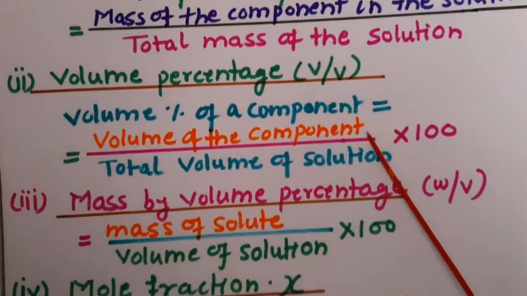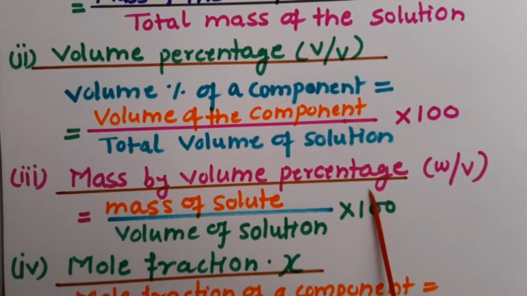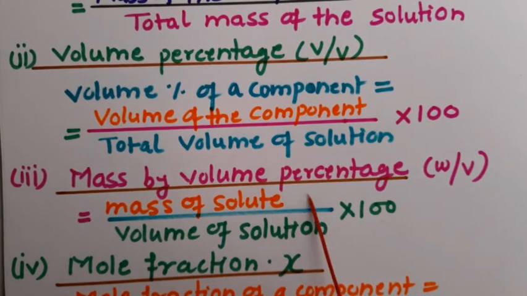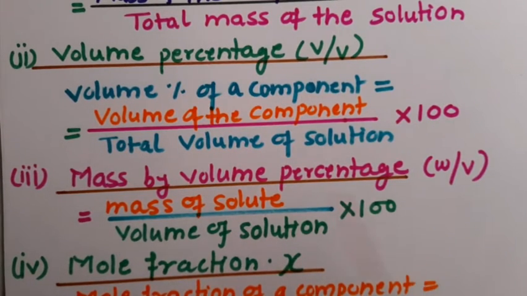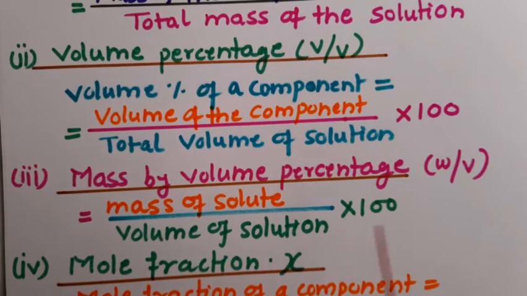Now, the next unit for expressing the concentration of the solution is mass by volume percentage. Here the mass of the solute is given and the volume of the solution will be given. So the mass by volume percentage, weight by volume percentage, can be expressed as mass of solute divided by volume of solution multiplied by 100.